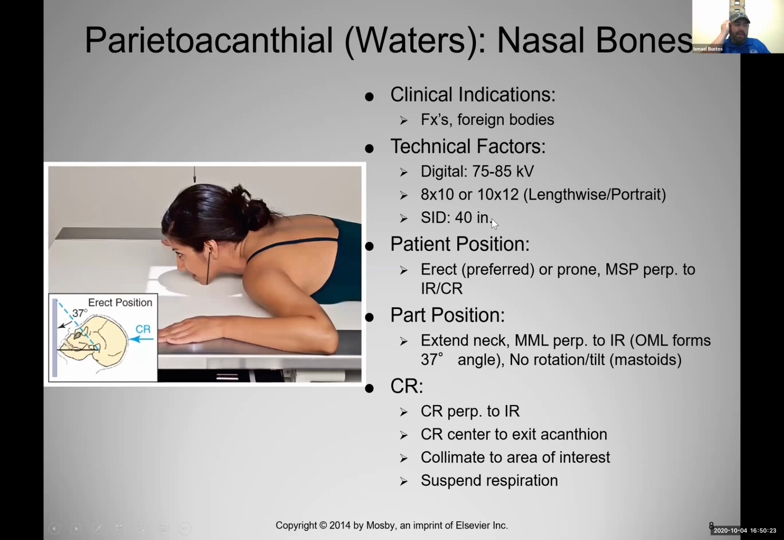The next one is the parieto-acanthial Waters projection, which is again on page 420 of the facial bones. So this one is a projection that's going to show everything of the facial bones, so you're going to see it used a lot for different projections. For this one, we're looking particularly for the bony nasal septum. And the bony nasal septum is, let me show you the other.